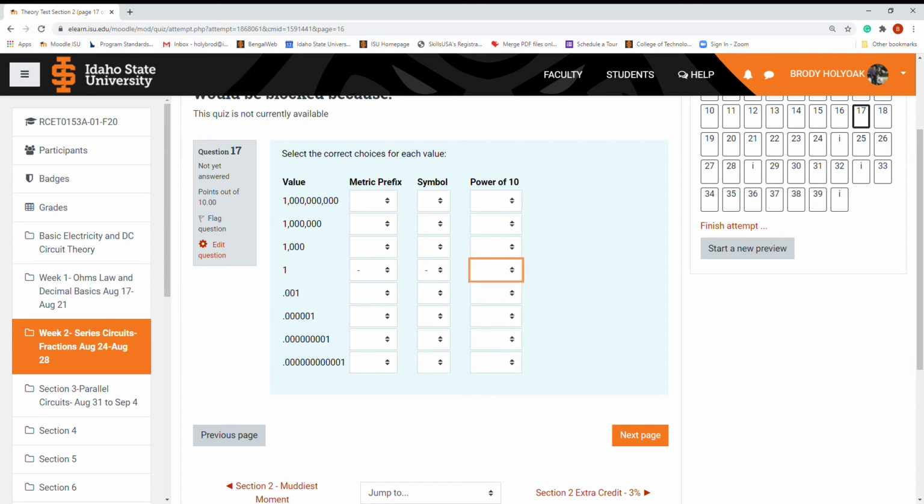Power of 10, 10 to the 0. Okay, 0.001. Which prefix? Milli. What's the symbol? Little m. And the power of 10 to the negative 3rd. I don't know if you guys caught that or not. They're all in order.